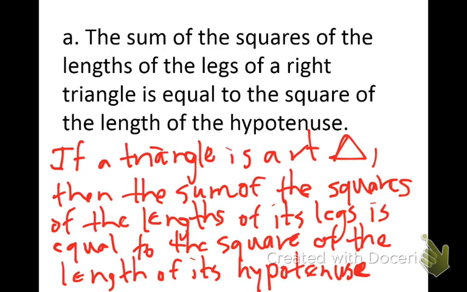What theorem are we describing? Chatice? Pythagorean theorem. Yeah, that's the Pythagorean theorem. So if we have a right triangle, we know the sum of the squares of the legs is equal to the square of the hypotenuse. That's what that if-then is.